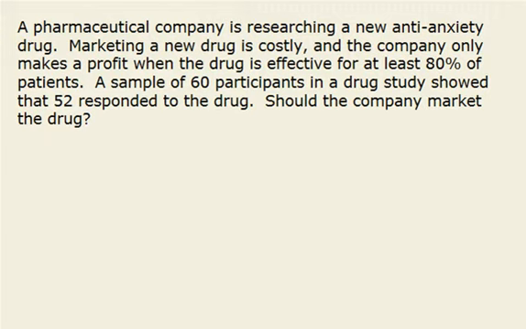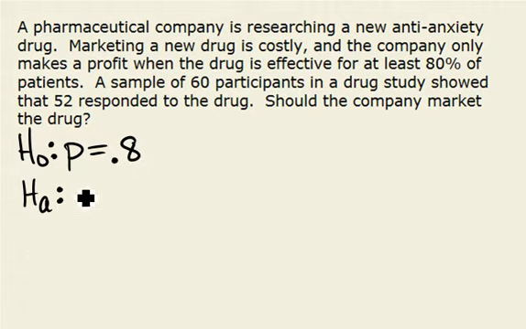We're interested here in the proportion of people that the drug would be effective for, and we want to know if that would be at least 80%. So in doing our hypothesis test, we're going to use a null hypothesis that checks if p is equal to 0.8, because we always use an equal to sign in our null. And the alternative, what we're really interested in finding out, is if p is greater than 0.8, where p is the population proportion of people who take the drug.